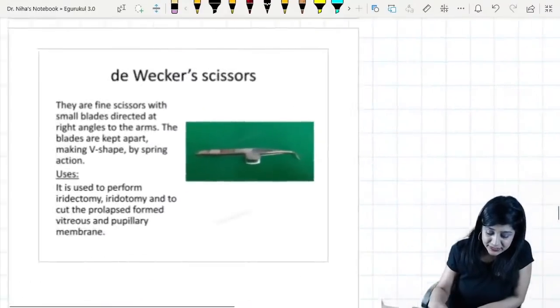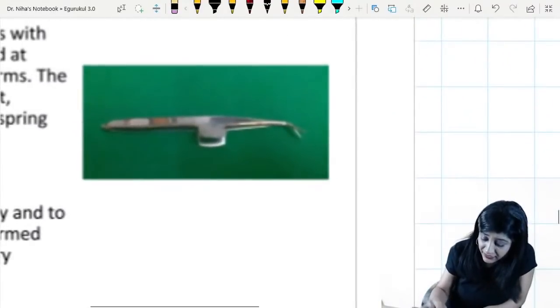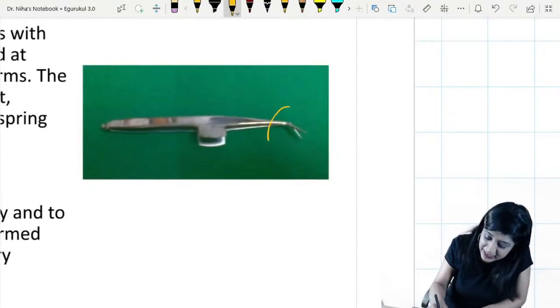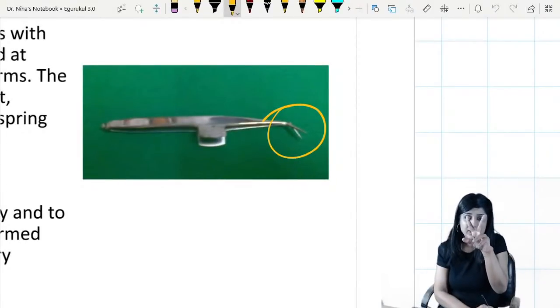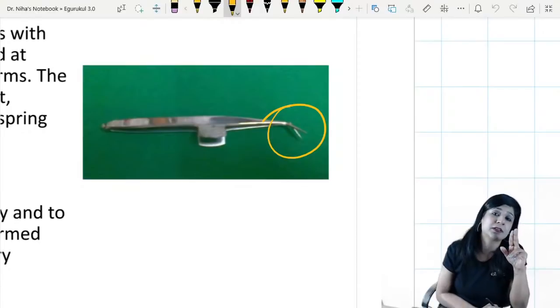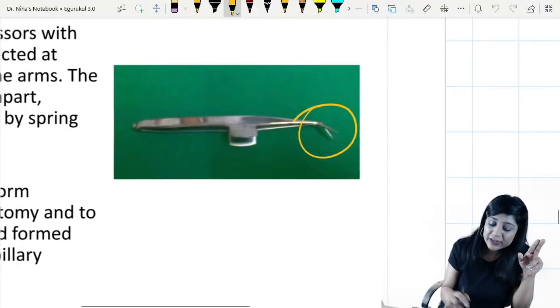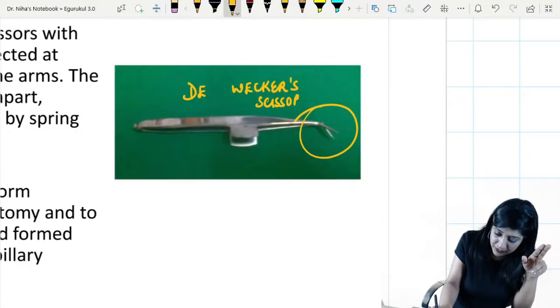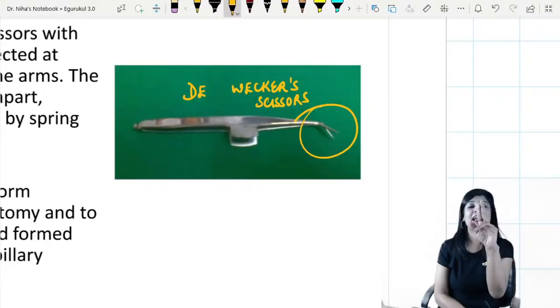Then see this. This is another scissors, which again has a small V-shaped configuration. This is your De-Wecker's scissors. This De-Wecker's scissors again has a spring action.